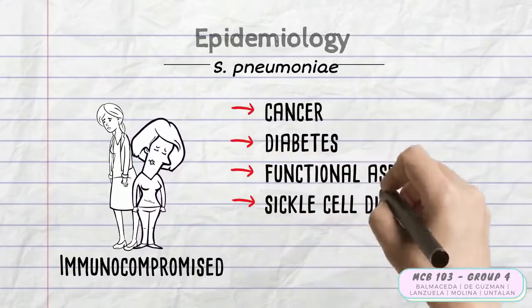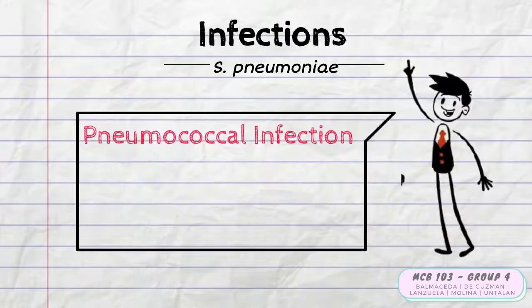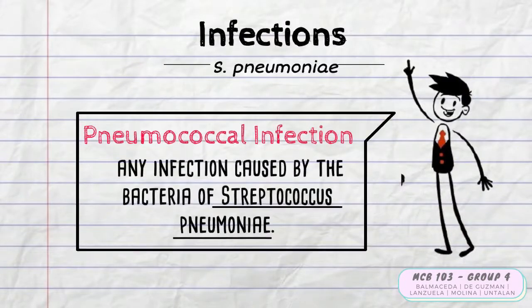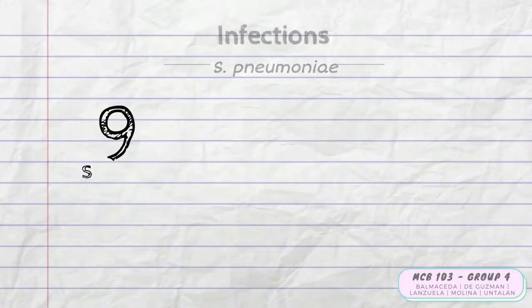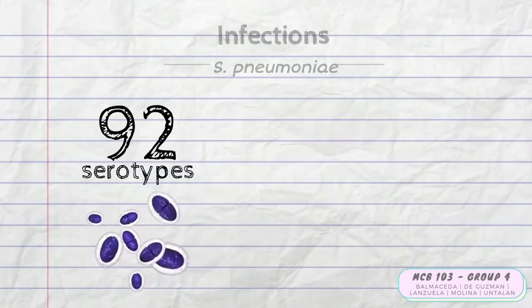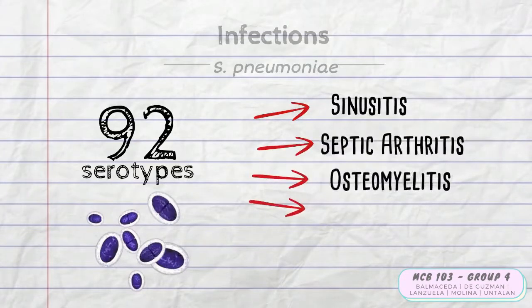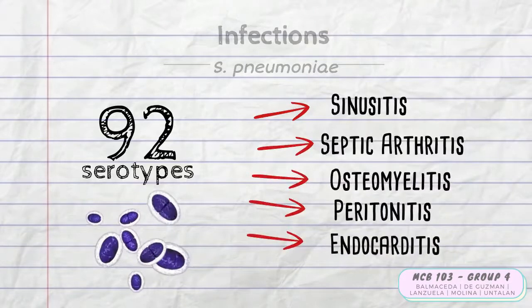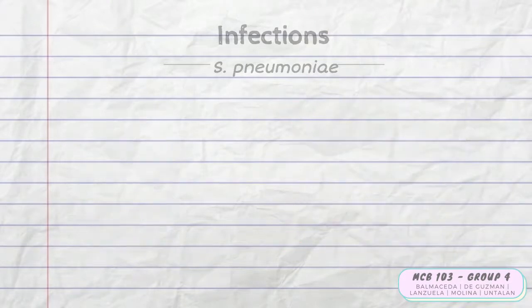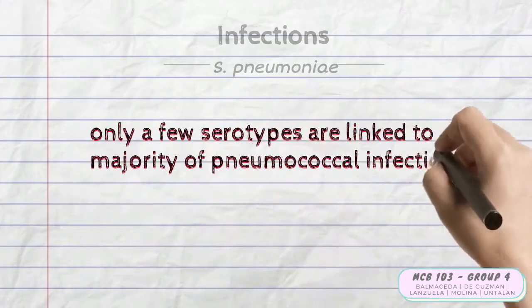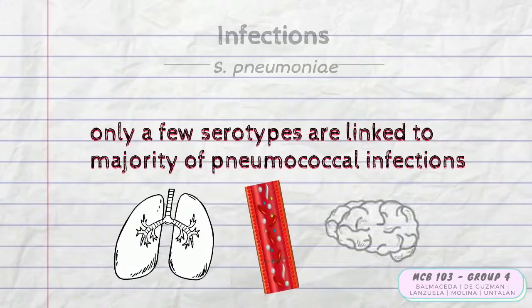And immunocompromised individuals or those with chronic disease including cancer, diabetes, functional asplenia, and sickle cell disease, resulting in invasive pneumococcal disease. Pneumococcal infection is a term used to refer to any infection caused by the bacteria Streptococcus pneumoniae. Among the 92 serotypes of Streptococcus pneumoniae, many are known for being the cause of serious diseases such as sinusitis, septic arthritis, osteomyelitis, peritonitis, and endocarditis. However, only a few serotypes are linked to the majority of pneumococcal infections that can attack different parts of the body like the lungs, bloodstream, and brain.